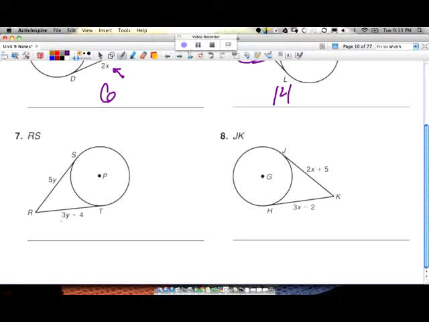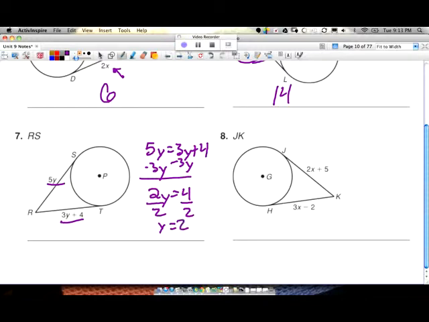There we go. Alright, we got the same pattern kind of going on. This time it's 5y and 3y plus 4, so 5y equals 3y plus 4. Subtract 3y from each side, and then 2y equals 4. Divide by 2, y equals 2. Now we've got to plug that in, so this would be 5 times 2 is 10. So it's 10 and 10, it's all 10.